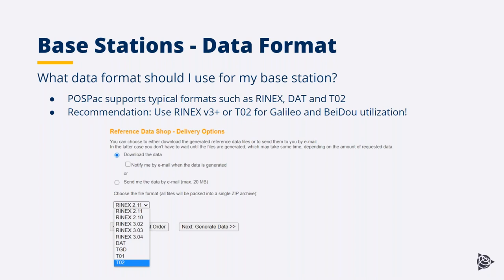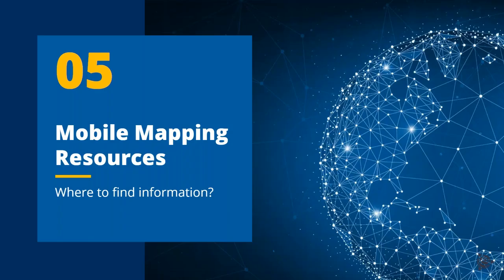Because, for example, old RINEX versions do not support Galileo and BeiDou data. In the Trimble reference data shop, you can choose the options here, and personally, I usually take the T02 file. All right, that's the end of the content.